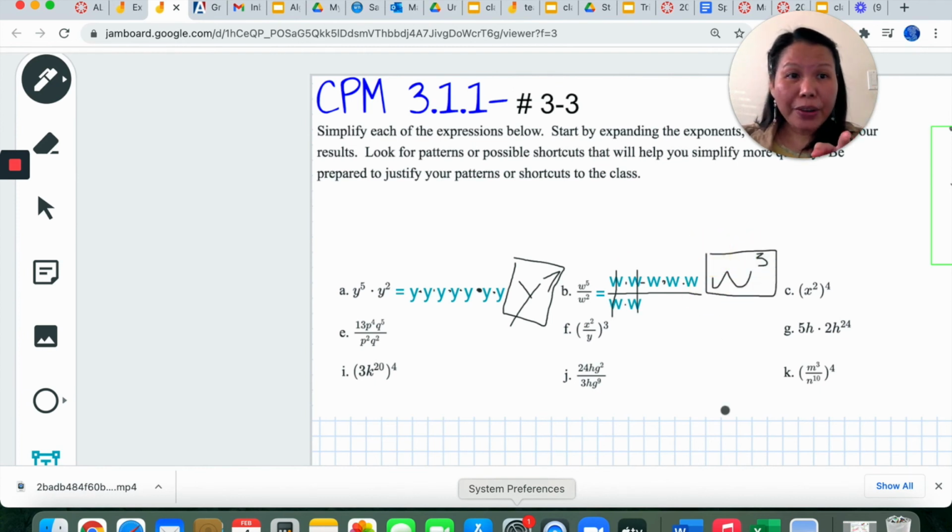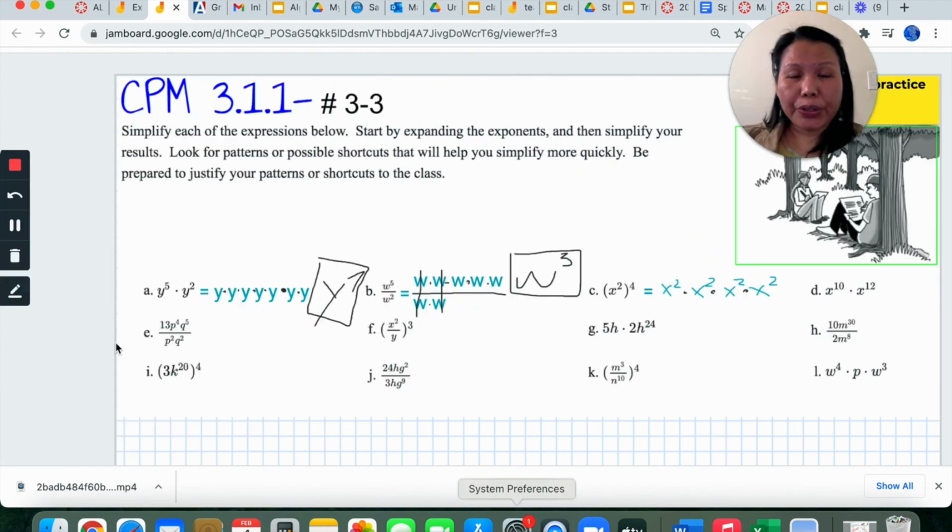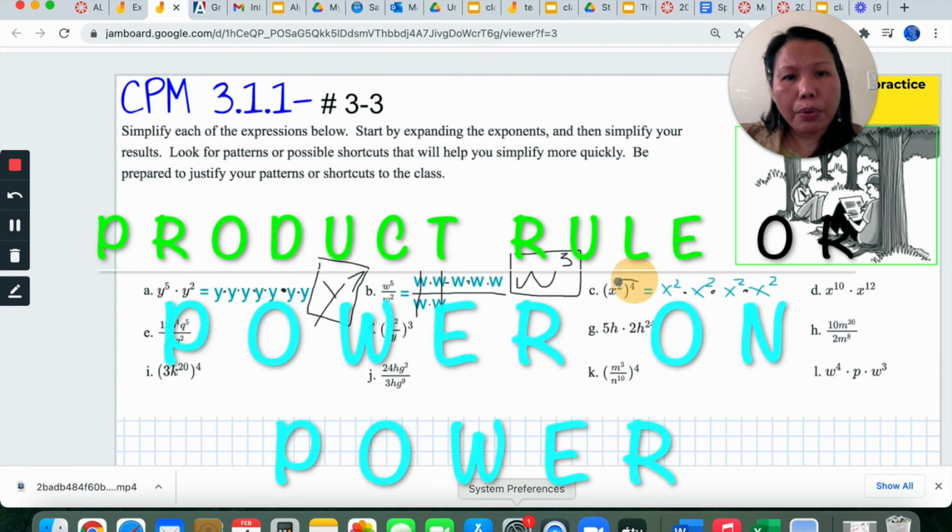Same thing on the letter C, we're expanding it first. So this expression, x squared raised to the 4th power, you can see we have x squared, we wrote it 4 times, and then we're going to be able to simplify using the product rule now by just adding the 2 plus 2 plus 2 plus 2, I get 8. Or if you use the power rule, remember you just multiply these two, power on power, we multiply those, and 4 times 2 is 8.